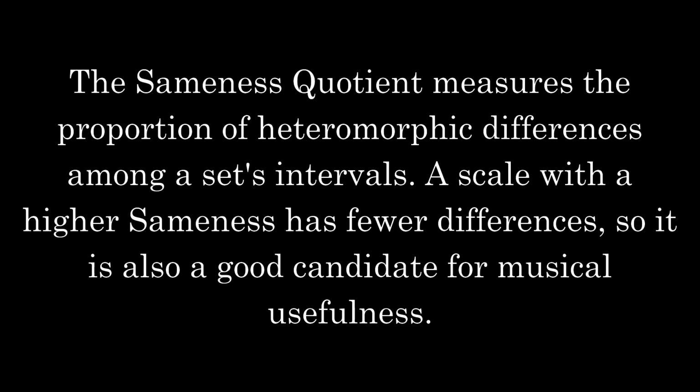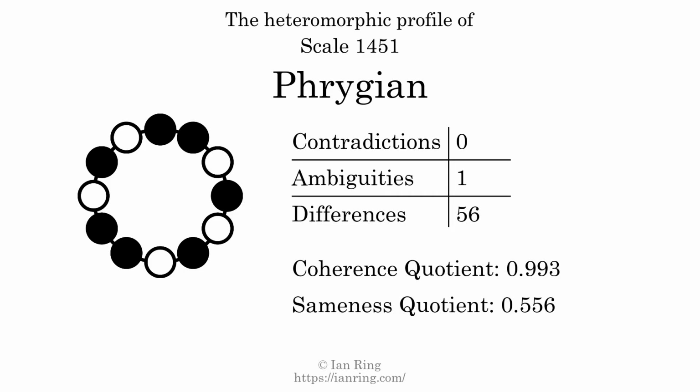The sameness quotient measures the proportion of heteromorphic differences among a set's intervals. A scale with a higher sameness has fewer differences, so it is also a good candidate for musical usefulness. The sameness quotient is 0.556.